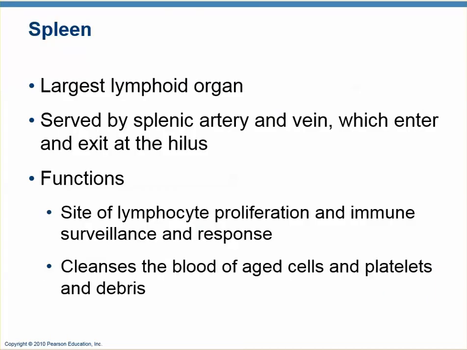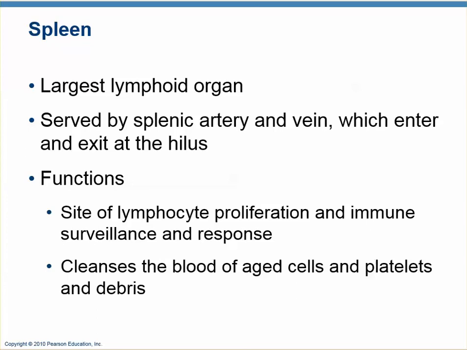We need the same function in all the fluids that flow through the body. So lymph flows very slowly. It's in the order of 3 liters a day. Blood flows very quickly. It's on the order of 5 liters a minute. So we don't need a whole bunch of these lymphatic organs for the blood. We need it for the lymph because the lymph flows so slowly. For the blood, we use just one organ. It's called the spleen, and it's basically like one large lymph node servicing the blood.